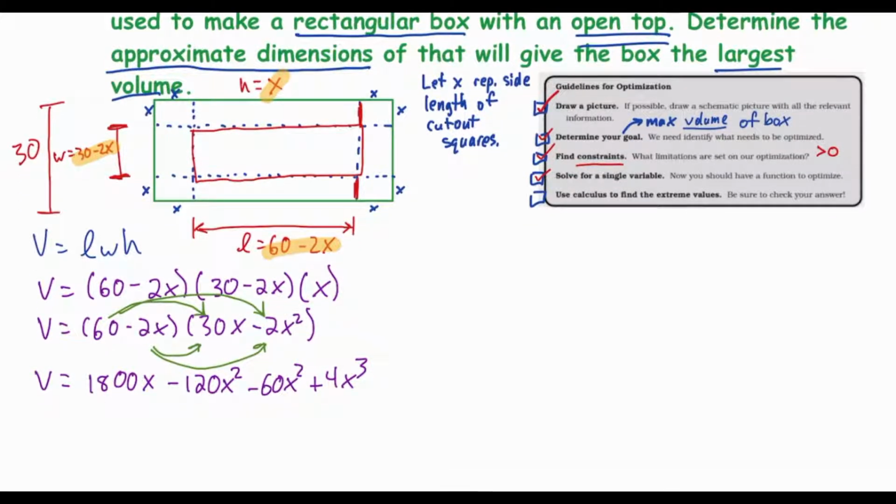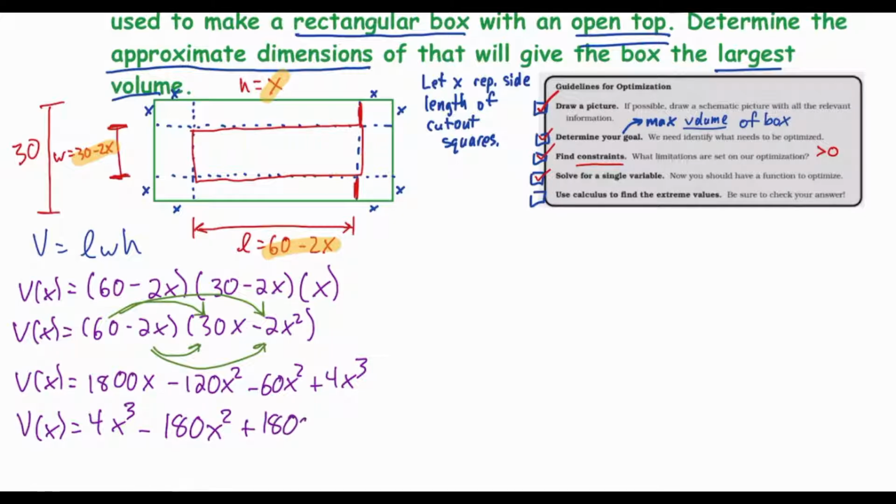And we want to write this with our degree in descending order. So actually, I should write the variable as well. Oops. It's not wrong. I just want to be careful with my notation. So volume as a function of x is equal to 4x cubed minus 180x squared plus 1800x. All right, that looks pretty good to me.